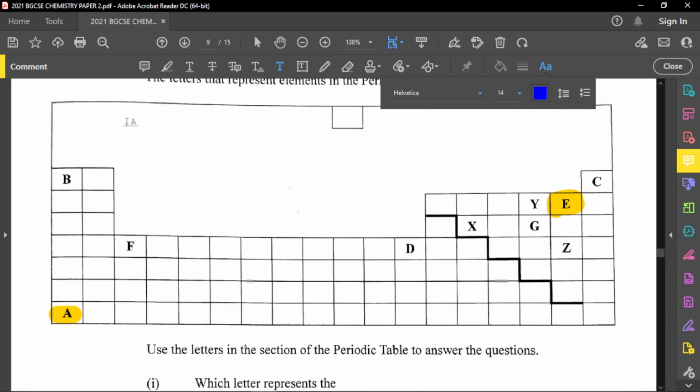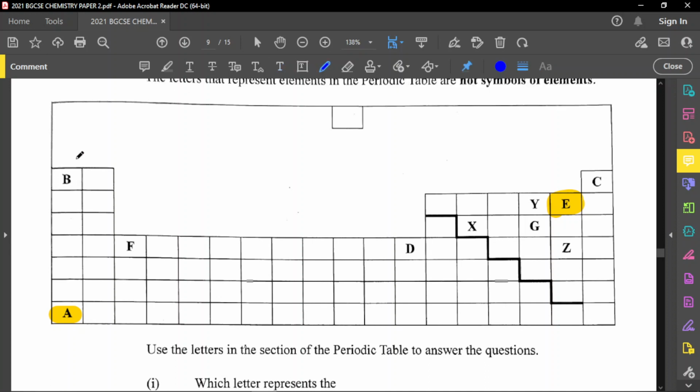So B is in group 1. All right, I'm going to do it on top right here. So B is in group 1, so we know for sure it will form a positive 1 ion. So I'll put B positive up there. And then for Y now, it's in group 6. Okay, so notice Y is in group 6.